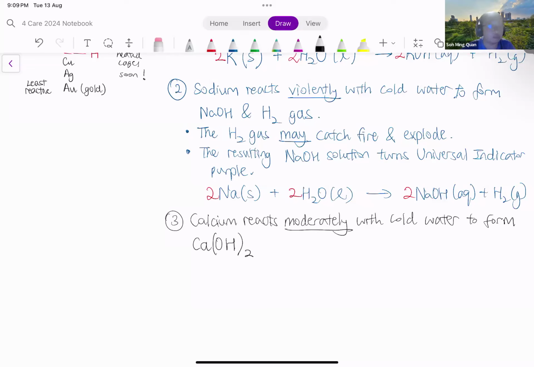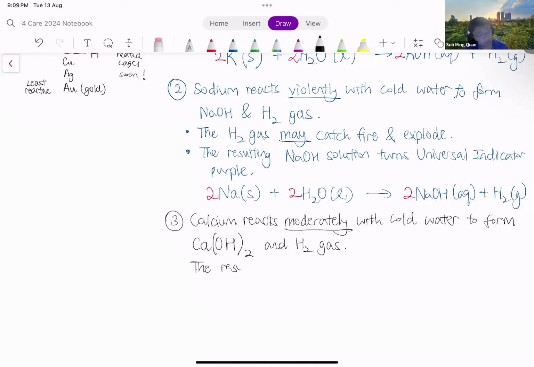All right, so it forms calcium hydroxide, Ca(OH)2, and hydrogen gas. Now, the hydrogen gas is not produced that rapidly, and therefore you don't even see the hydrogen gas catching fire. So there's no catching fire when calcium reacts with cold water.